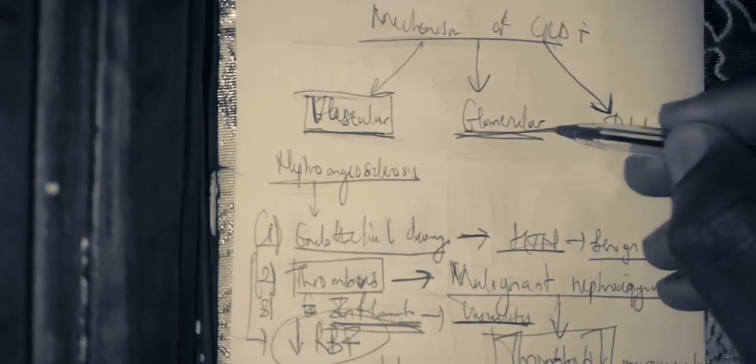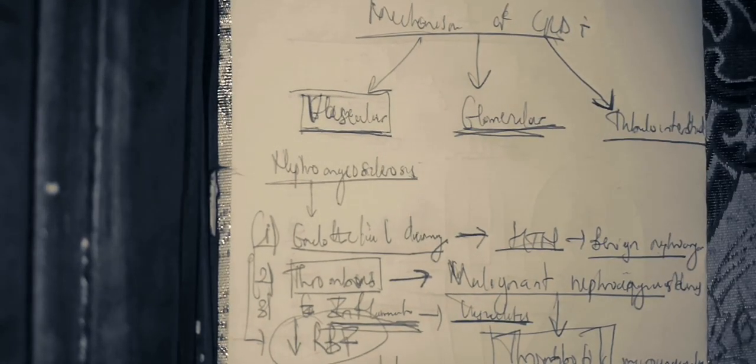Is it clear? Now we are going to continue with the next mechanism, which is a glomerular mechanism of chronic kidney disease.